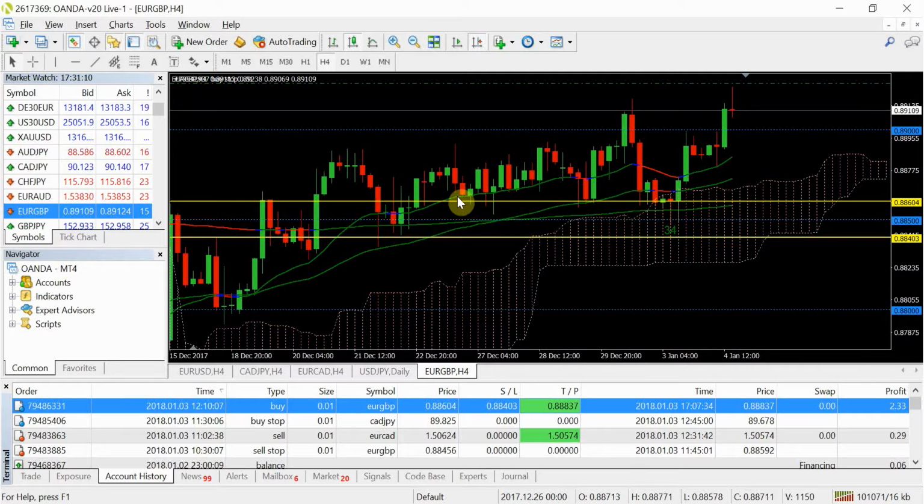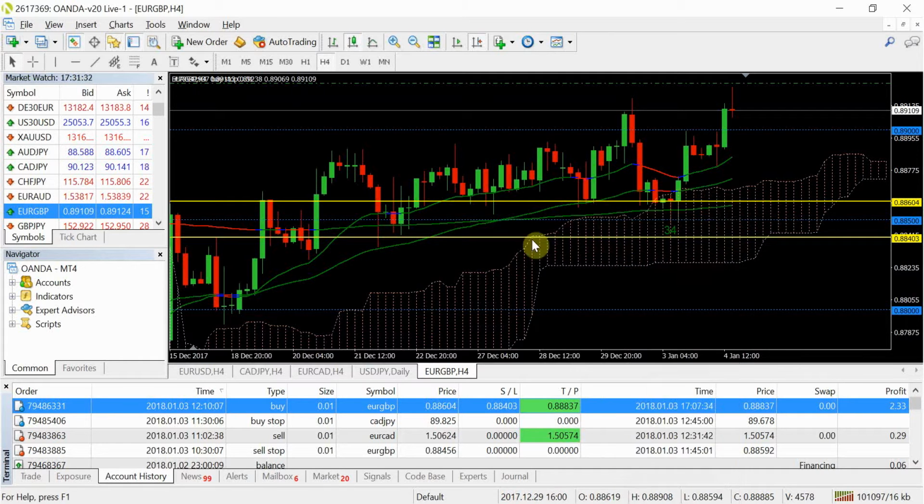So this one, to be honest, didn't hit that criteria because the price is technically in the cloud. So it's in neutral territory, it's not bullish or bearish. However, I was quite happy that it was pretty much above the cloud. So I was comfortable with that, as well as the other factors I'll go on in a second.